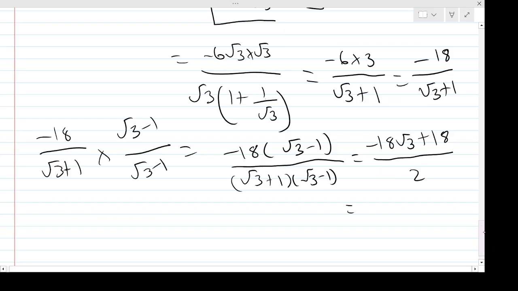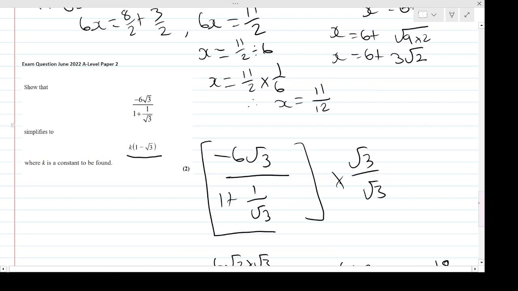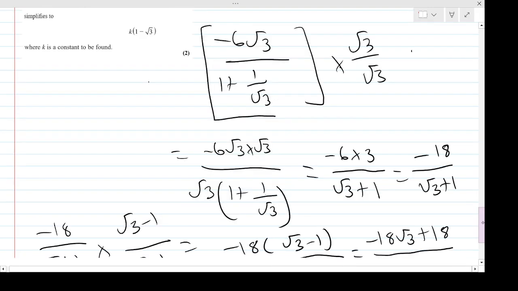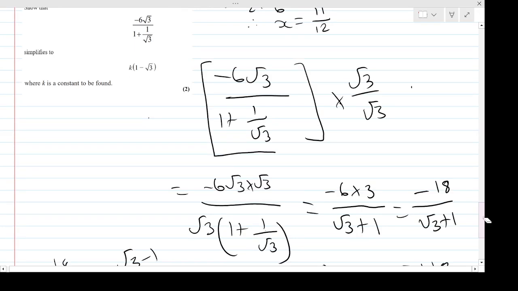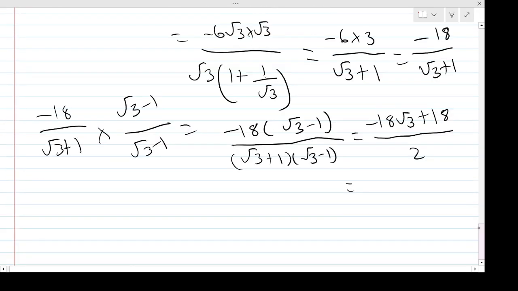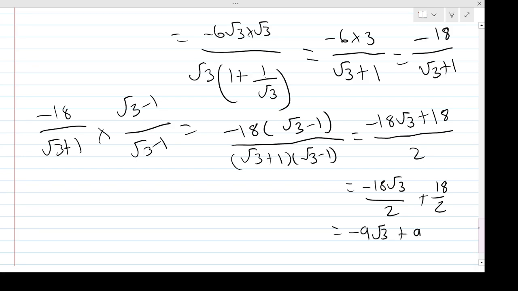And then simply, let's have a look. The final answer has to be in this form, so I have to have a number that factorizes with 1 minus root 3. Well, again, if you're a bit unsure, there's no fraction now, so to get rid of the fraction, I probably want to split it up and see what I can do. Firstly, minus 18 root 3 over 2 plus 18 over 2. Minus 18 over 2 goes to minus 9, so that's minus 9 root 3. Then plus 18 over 2, 18 divided by 2 is plus 9, right?